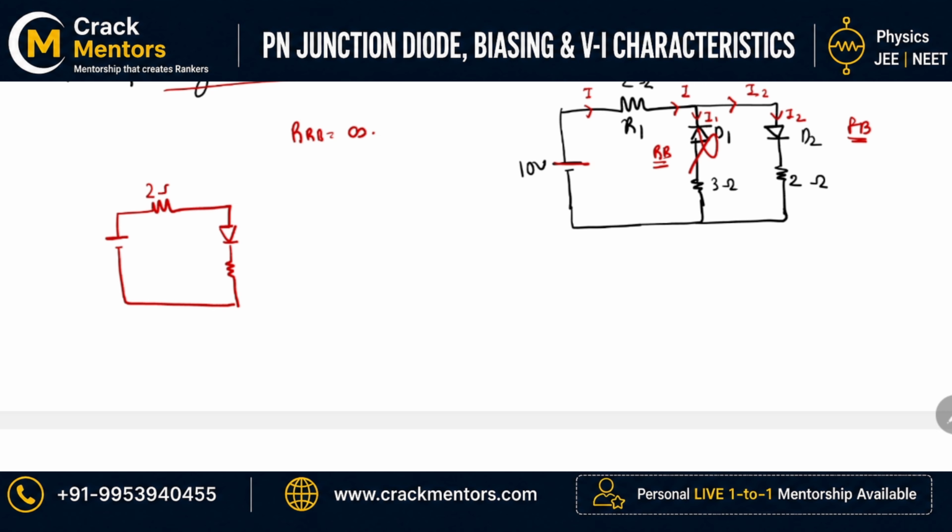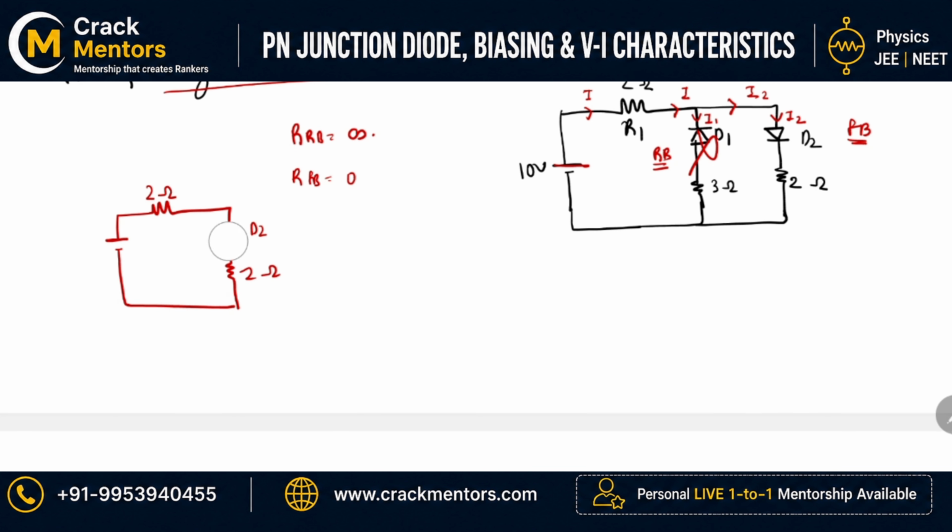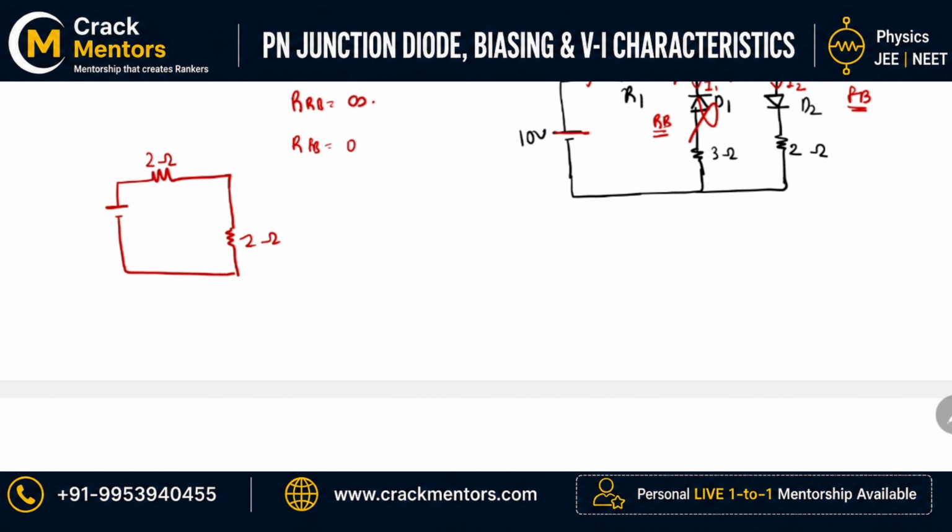Okay, this is my 2 ohm, this is my 2 ohm. Now the resistance in forward bias is equal to 0, right? So what will happen here? This will just turn into a normal wire, a simple wire. So this is my entire circuit.